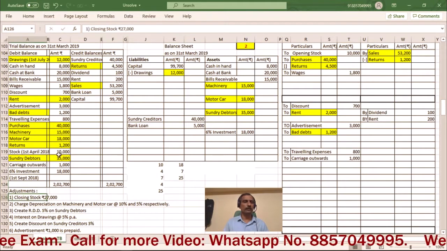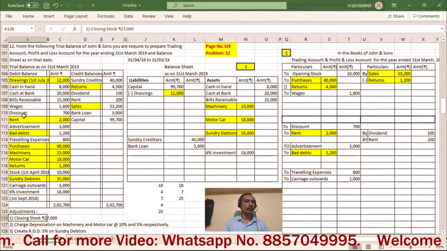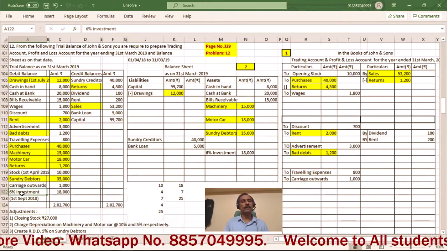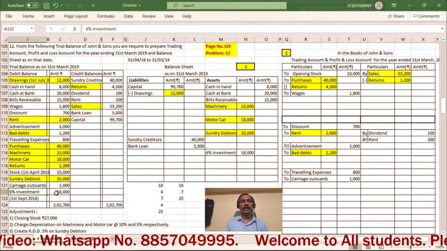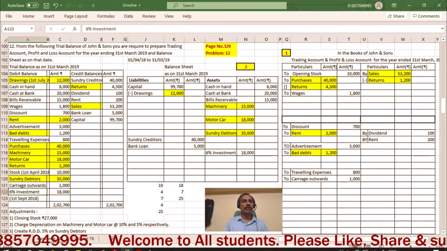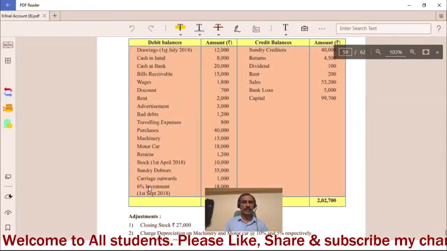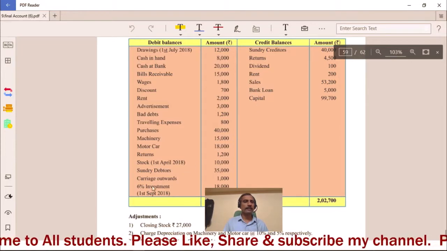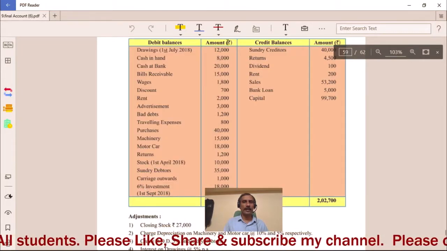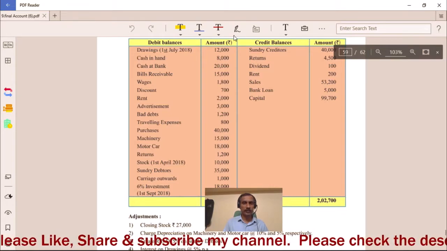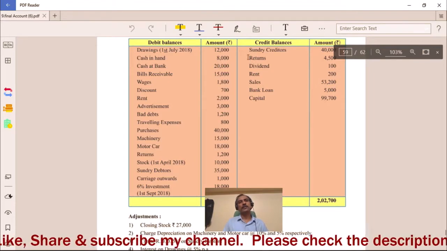So closing stock. Before starting the adjustments, is there any balance where there is a silent adjustment? Okay, this investment is called a hidden or silent adjustment. 6% investment, so we have to calculate interest on investment. So here, using this PDF, I am going to calculate interest on investment. You can see here, what is the total amount? 18,000. Now what is the rate of return? Total 6%.